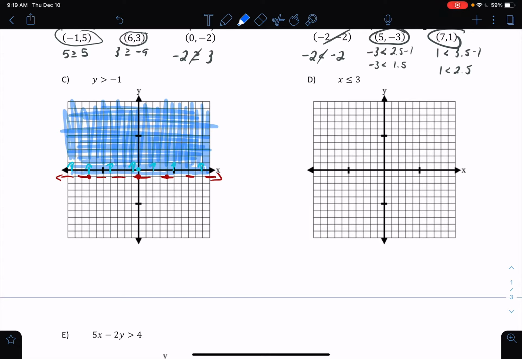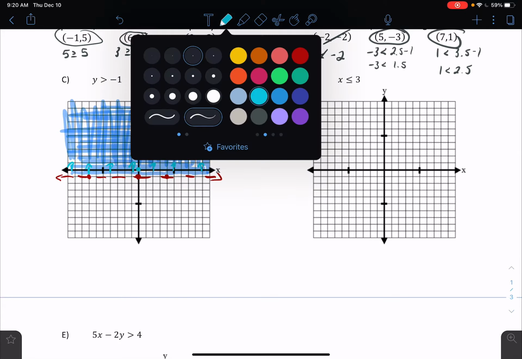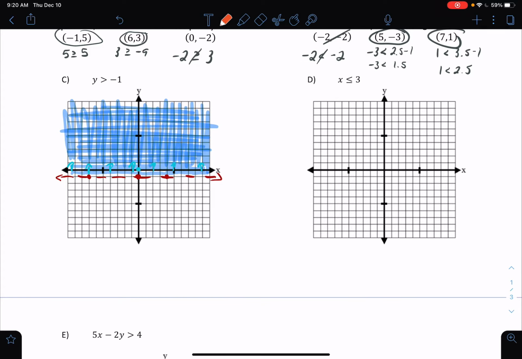What about x is less than or equal to 3? So I start where the x coordinate's 3. I plot a couple other points where the x coordinate's 3. So the boundary line here is going to be the vertical line through 3. It's less than or equal to, so since I have equality, I'm going to do a solid line.